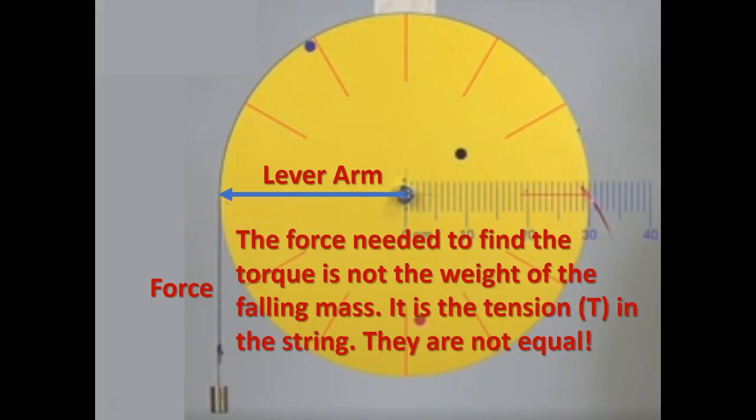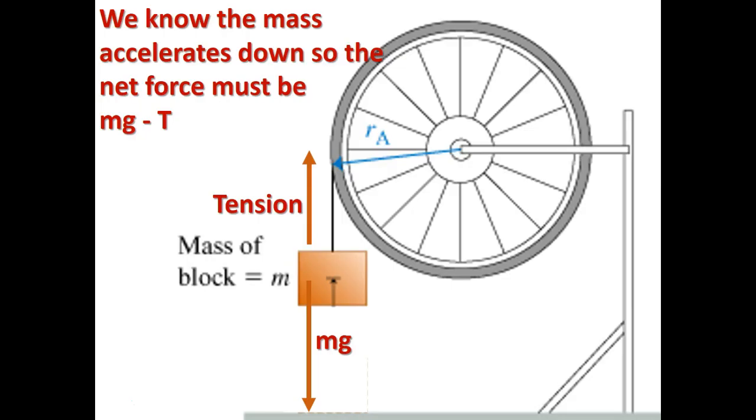So the force needed to find the torque is not the weight of the falling mass, as you might think. It's the tension in the string. And the tension in the string and the weight of the falling mass are not equal in this case. And the reason we know that is because the mass accelerates down. So since the mass accelerates down, there must be a net force on that mass.